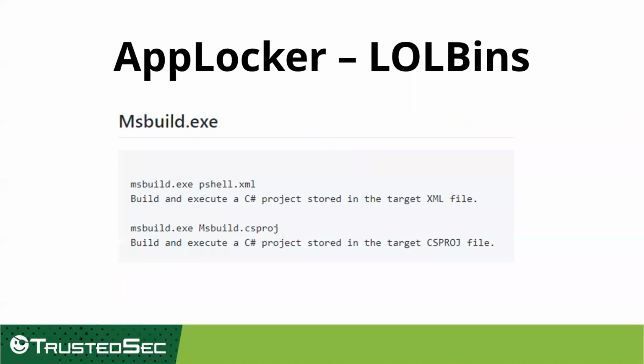This is just an example taken from a page I maintain, where I can run MSBuild and point to an XML file or a CS project file that contains C# code, and it will get executed. So as long as the AppLocker policy doesn't block MSBuild, you can use this to actually execute code and do more evil stuff if you want to.